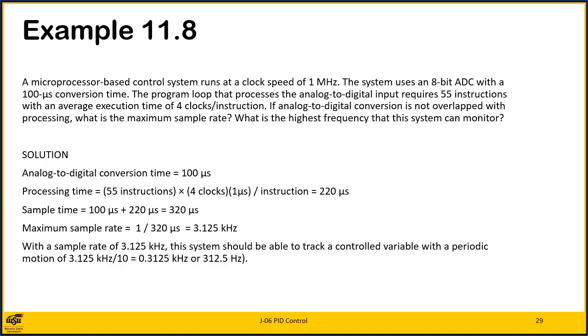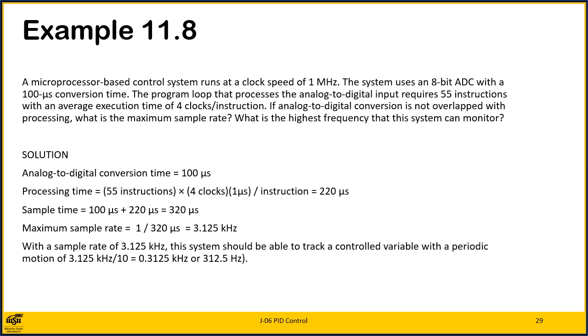Let's look at an example. A microprocessor-based control system runs at a clock speed of 1 MHz. The system uses an 8-bit analog to digital converter with a 100 microsecond conversion time. The program loop that processes the analog to digital input requires 55 instructions with an average execution time of 4 clocks per instruction. If analog to digital conversion is not overlapped with processing, what is the maximum sample rate? What is the highest frequency that this system can monitor?